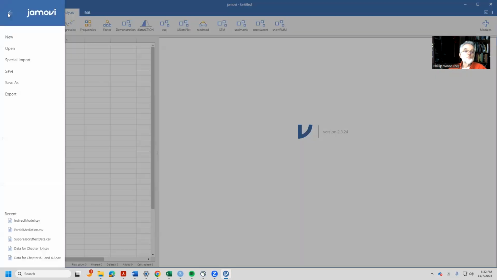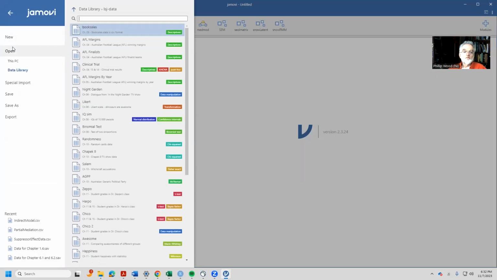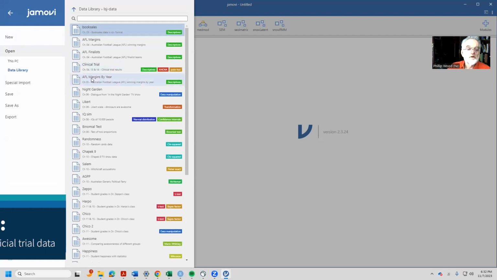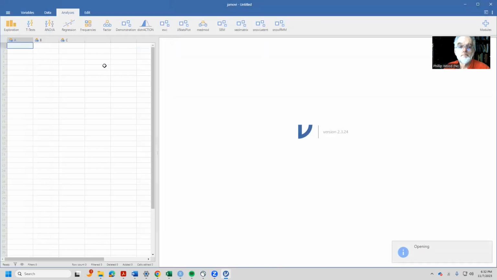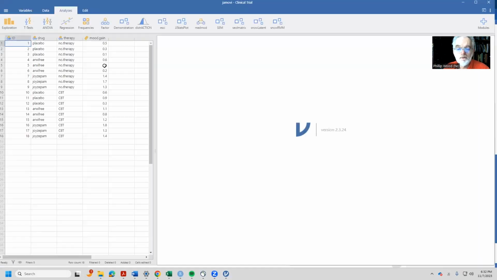So inside of Jamovi, let's do our experiment and open up the clinical trials number one, which is called clinical trial. And here we see some data. The dependent variable is the mood gain. And what we have here is three conditions of a drug, placebo, a drug called Anxifree, and a drug called Joyzepam. And people were exposed to either no therapy or they were exposed to cognitive behavioral therapy.